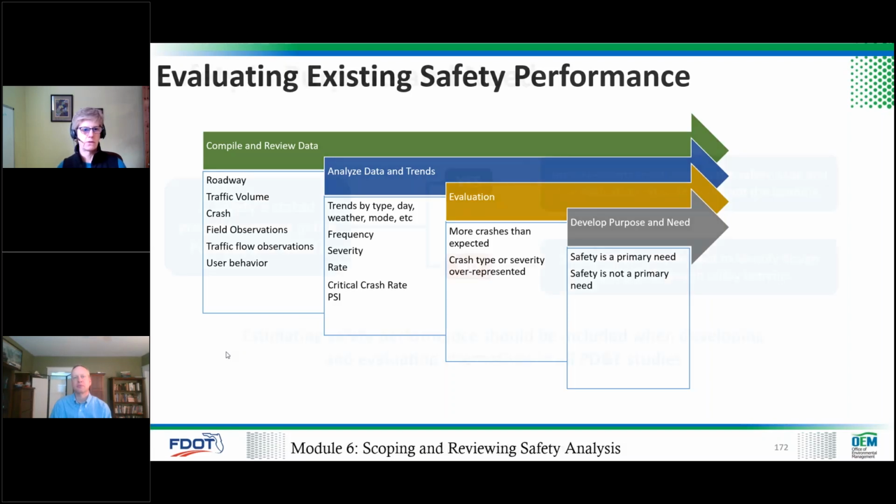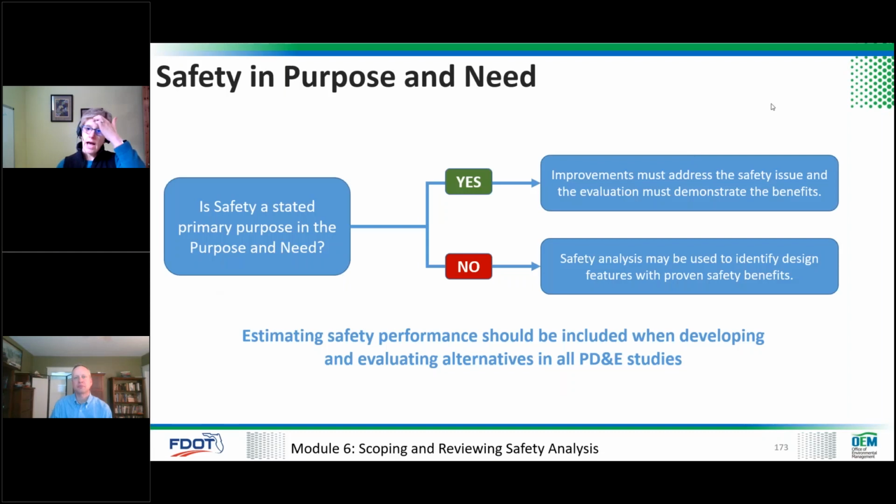an existing conditions analysis. So if safety has been determined to be a primary purpose and need, and this is important, then your improvements must address the safety issue. And if it's not, then you're not off the hook. You still want to be sure that for the alternatives being developed, you understand the safety implications of them. So in either case, as you're doing the alternatives analysis, you will be looking at either crash modification factors or the predictive method as appropriate.